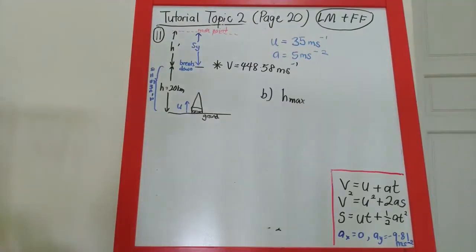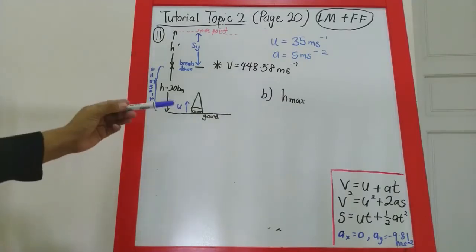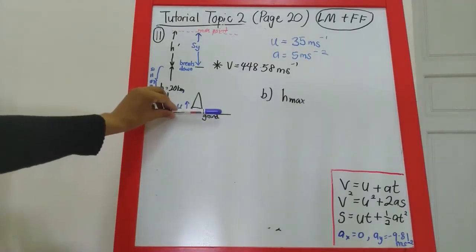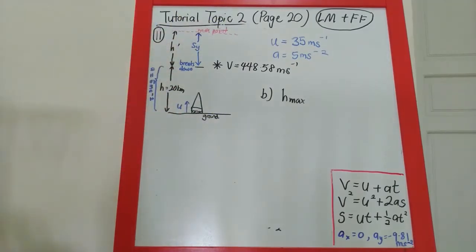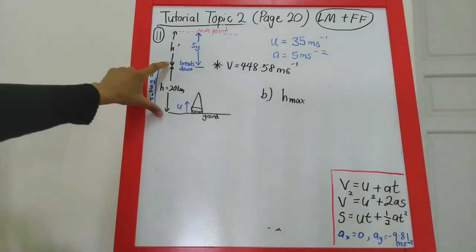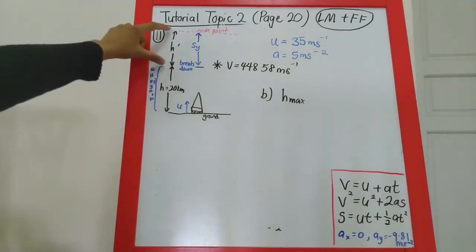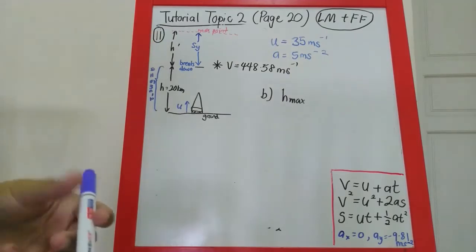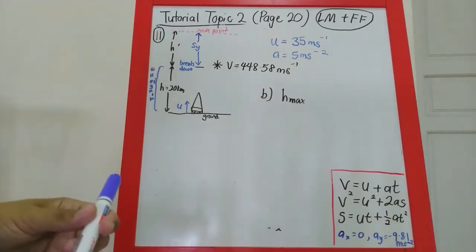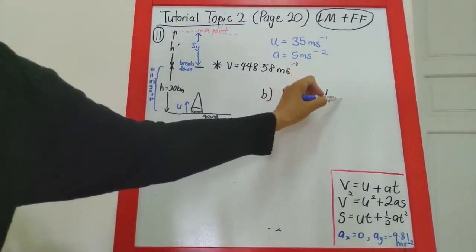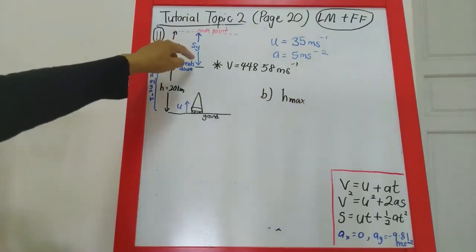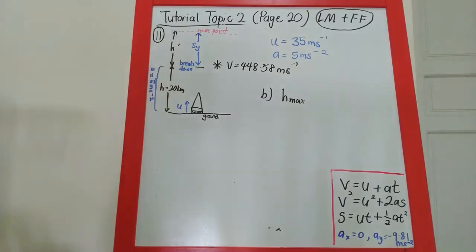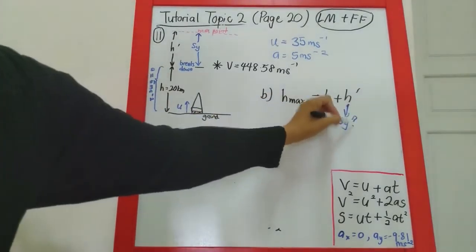So for part B, it asks you the maximum height achieved by the rocket. It means it asks you the height from the ground to the maximum point that the rocket achieved. You already have information regarding this height, therefore all you need to find is this h prime here. So basically, to find h maximum is h plus h prime. I'm going to label the h prime as sy so that you know you are trying to find s. So we need to find sy.